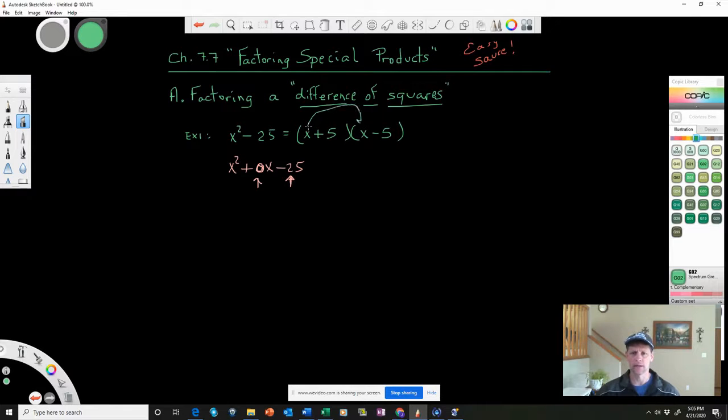So foiling, x times x is x squared. Then we'll go x times negative 5, negative 5x. 5 times x is positive 5x. And then 5 times negative 5 is negative 25. These terms cross out, and you're left with x squared minus 25. If you feel like you've seen this before, it's because you kind of have, except that we were going backwards in chapter 7.3. We were starting here and getting this. Today, we're starting with this, and we're ending there.